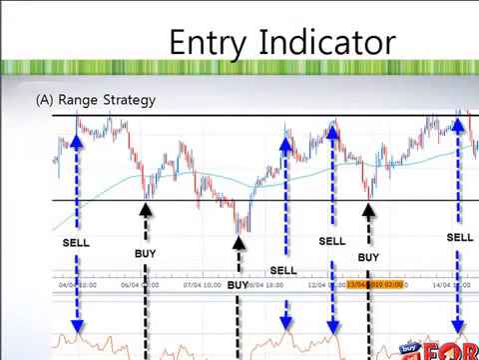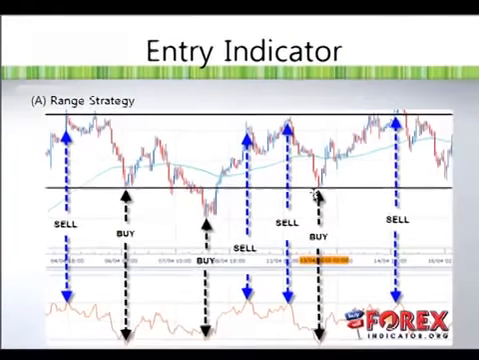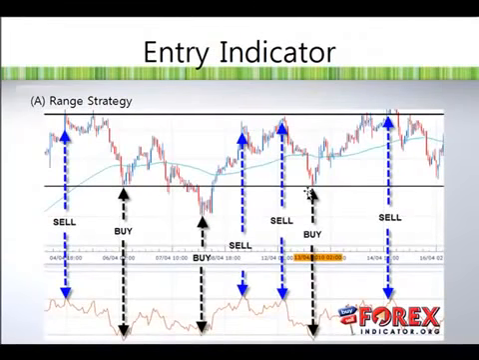So let's say that you're in a range strategy, and you can see that I actually drew two black lines here, and this is a trend channel. It's a sign that the price is moving sideways or in consolidation, and this is the best time to use the RSI indicator. When the market is ranging, the RSI indicator works best.